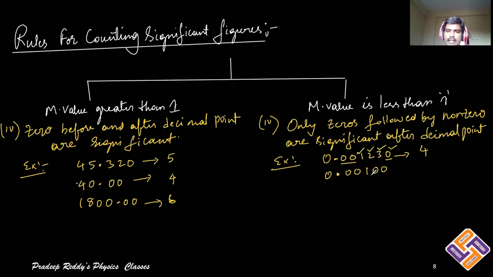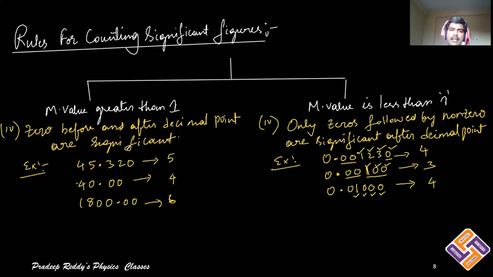Now coming to the second example, these 2 zeros are not followed by non-zeros, but these 2 zeros are followed by a non-zero. After 1, there are 2 zeros. So how many significant figures are there? These 3. 1, 2, 3. 3 significant figures we have. Likewise, you can take 0.01000. How many significant figures do we have? After digit 1, whatever zeros are there, they are countable. So 1, 2, 3, 4. 4 significant figures are there.